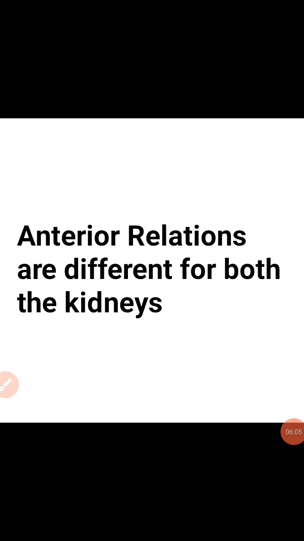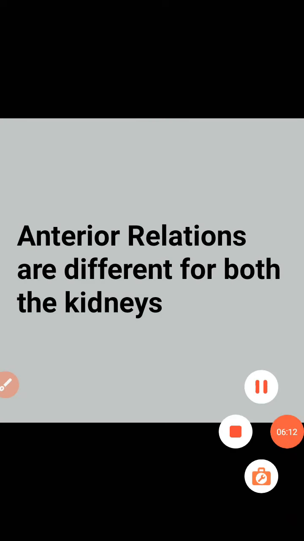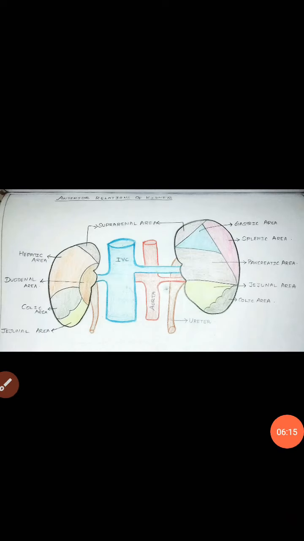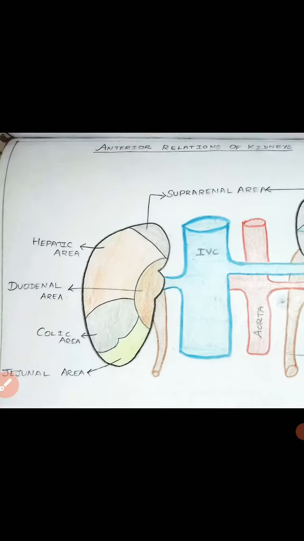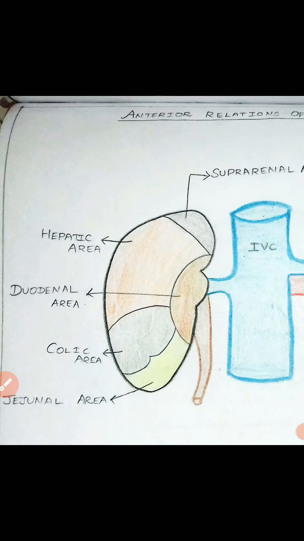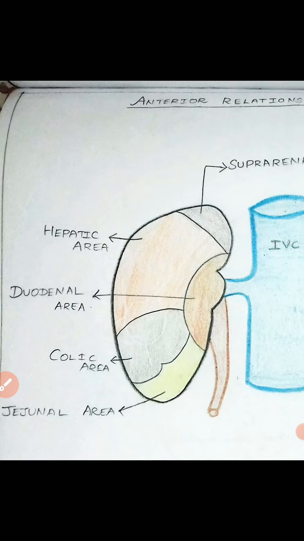Only the posterior relations of both kidneys are the same, whereas the anterior relations are different for the right kidney and left kidney. This diagram shows the anterior relations of both the kidneys. So this is the anterior relation of right kidney.